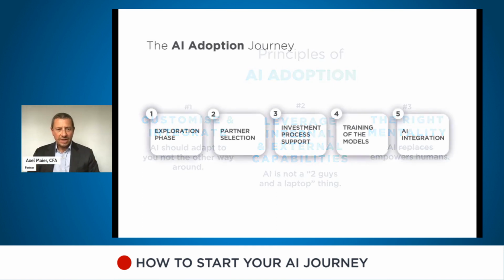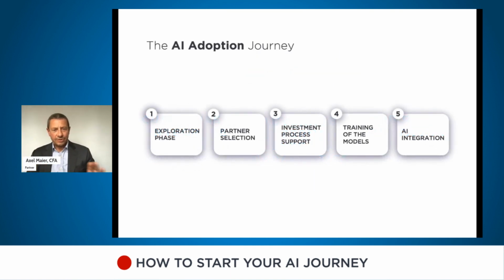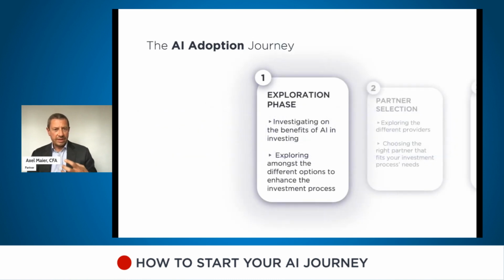So if you break this down one more level about the usual journey we have. Number 1, exploration, partner selection, the investment process support, how the models are trained, and the final integration. So the exploration phase, this is where you really think about what it is I need, what is in my investment process that could be enhanced, that could be empowered more, where I could make a real difference. And if you are clear about what you need, then it's about which partner can actually help me with that.